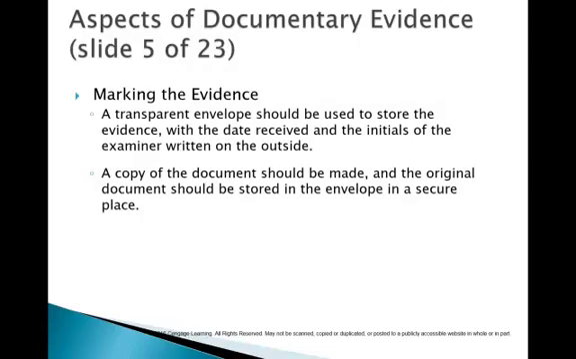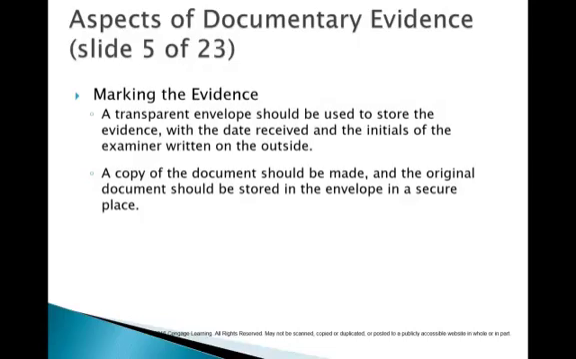And like I mentioned, when we get this documentary evidence, we need to mark the evidence. We're going to put a Bates number on it. Then we're going to put it in a transparent envelope. And then we're going to store it. And what we're going to use to conduct our investigation is just a copy of the document. And oftentimes now we just use an electronic copy of the document. So we take a picture of the document and we store it on the computer.